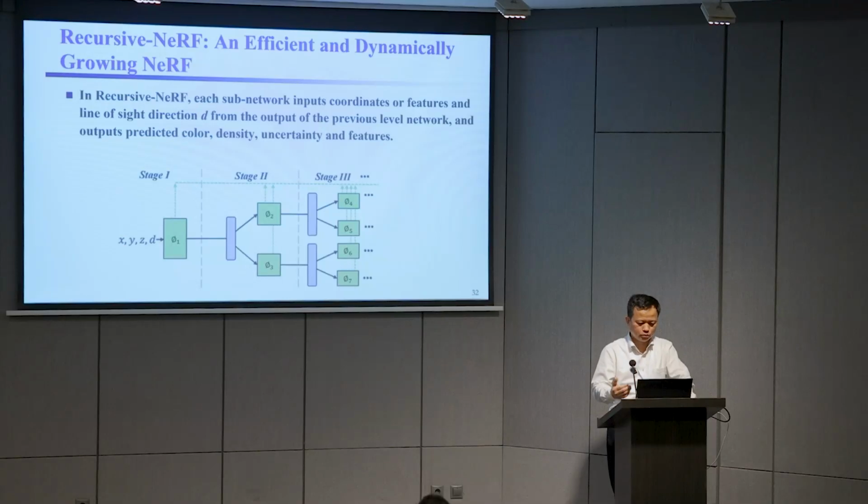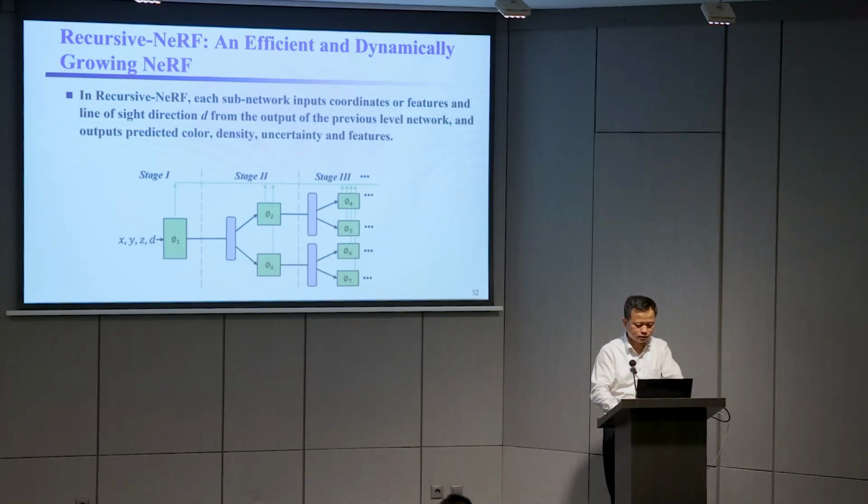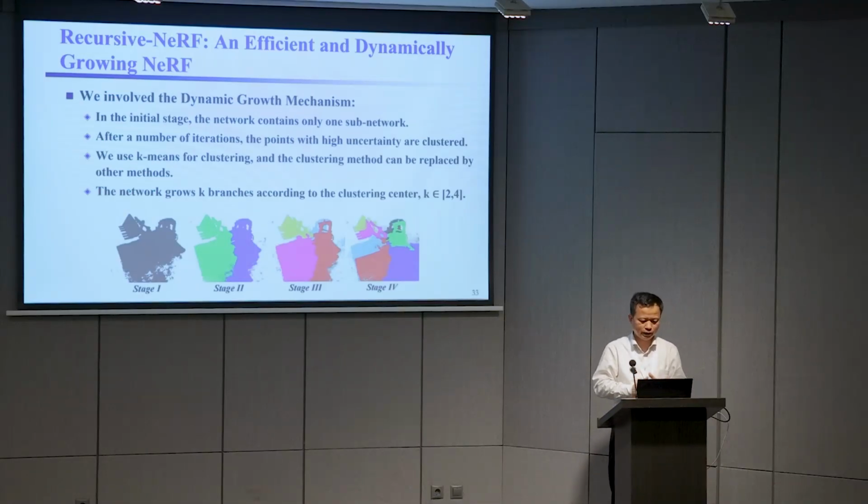So in Recursive NeRF, proposed by my PhD student, each sub-network inputs the coordinates, features and the viewing direction D from the output of the previous neural network, and outputs predicted color, density, uncertainty, and features, which are given to the following neural network. So we involve a dynamic growth mechanism. In the initial stage, the neural network contains only one subnetwork. After a number of iterations, the points with high uncertainty are clustered. We use k-means for clustering, and the clustering method can be replaced by other methods. The neural network grows k branches according to the clustering centers. K usually can be 2, 3, or 4.